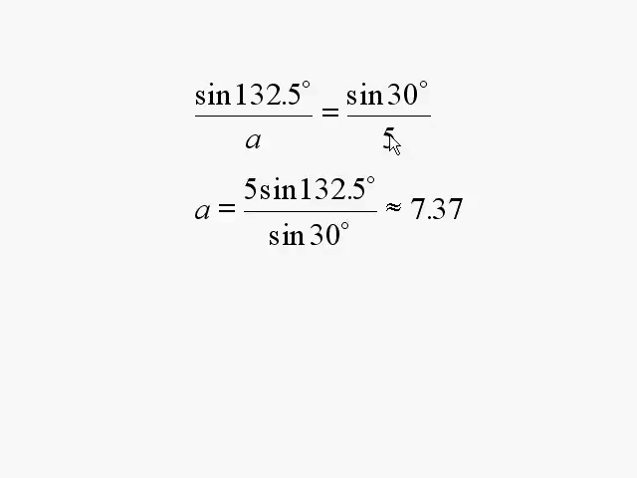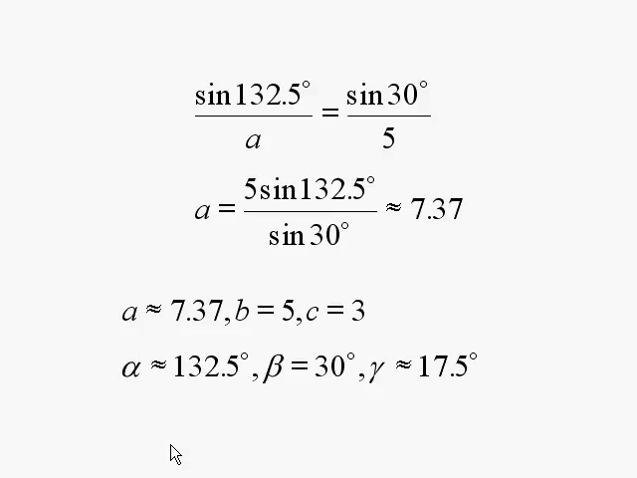Plugging in the known values for 30 degrees and 5 there and 132.5, we can calculate A as the missing number in that ratio, 7.37, and that's that length. And that means we've got all the missing pieces. We've got A that we calculated, B and C that were given, beta that was given, the gamma that works, and the alpha.